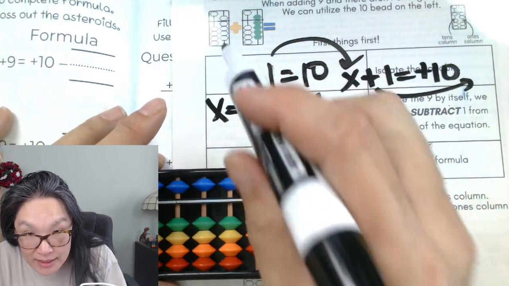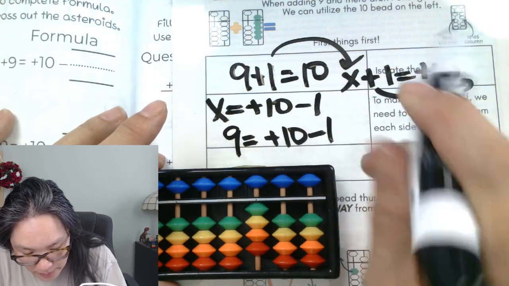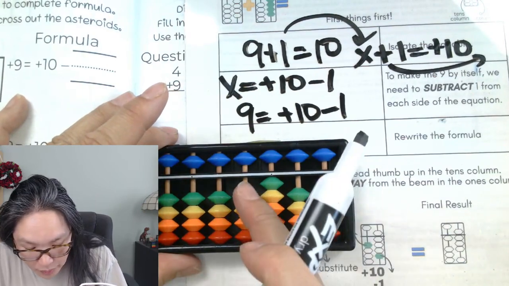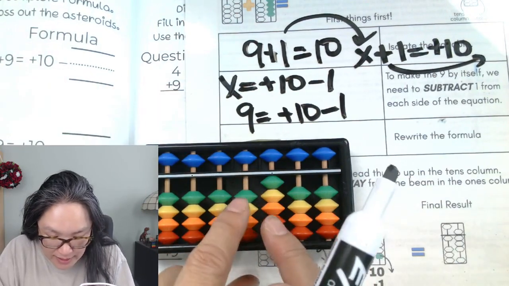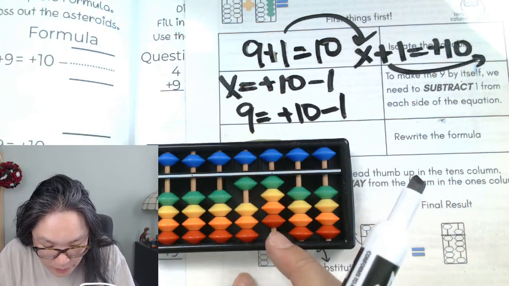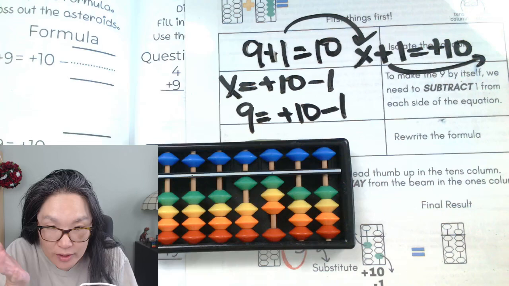If I replace the 9 with plus the 10 minus 1, we make the 9 by itself. So what are we going to do? Plus the 10. So remember, 1, 0, plus the 10. So we add that and we take away the 1. So my final answer is 13.